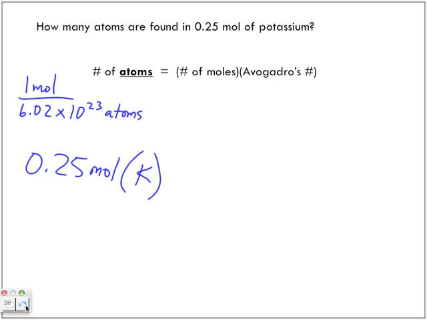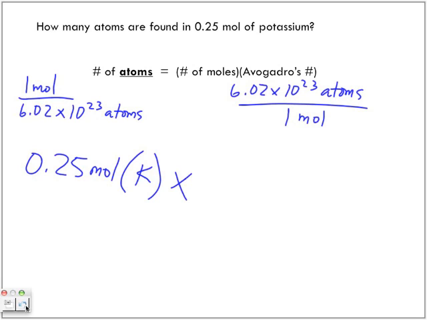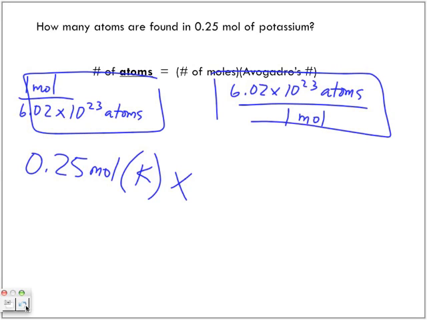Or 6.02 times 10 to the power of 23 atoms is equivalent to 1 mole. They're both the same. But we are going to multiply by one of these, either this or that, based on which one will allow me to cancel out mole. Which one will allow me to cancel out mole? The first one or the second one? The second one.